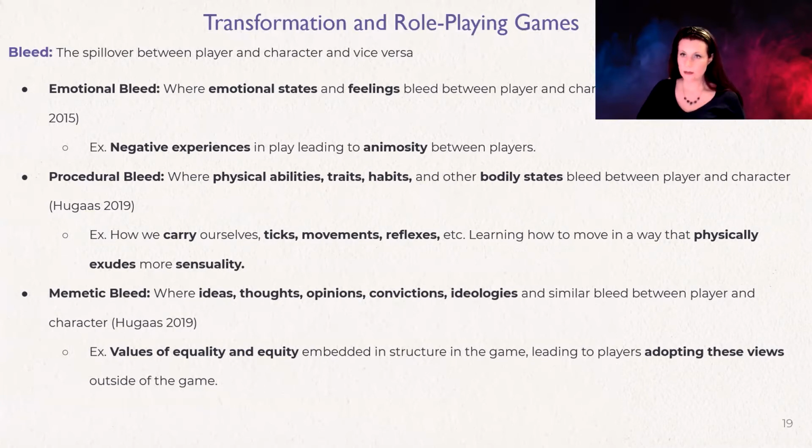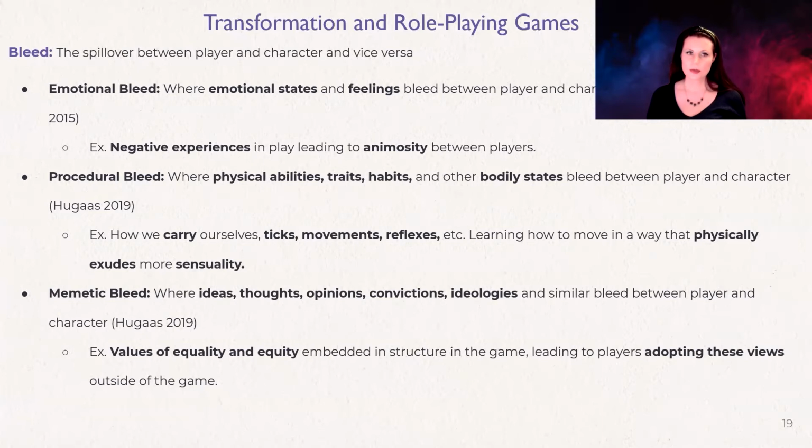So emotional bleed, which is what I just described, is the first category. And an example of that that can happen when people play games is having negative experiences in play with each other, having that lead to animosity between the players off game. So if the characters have some sort of negative interaction, and then the players feel animosity towards each other as a result. These things can get worked through. Bleed can be processed, it can be reflected on, it can be discussed, but sometimes these immediate emotional reactions can happen.